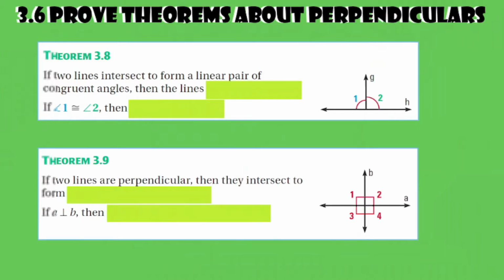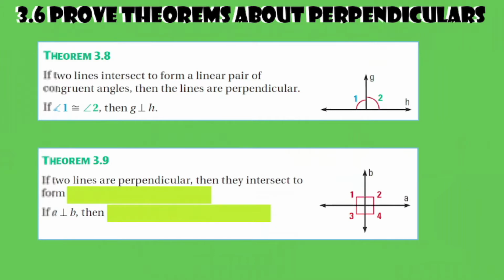So the punchline to this theorem, the conclusion, is that the lines are perpendicular. If angle 1 is congruent to angle 2 in a situation that looks like that, we can say the lines are perpendicular using Theorem 3.8.